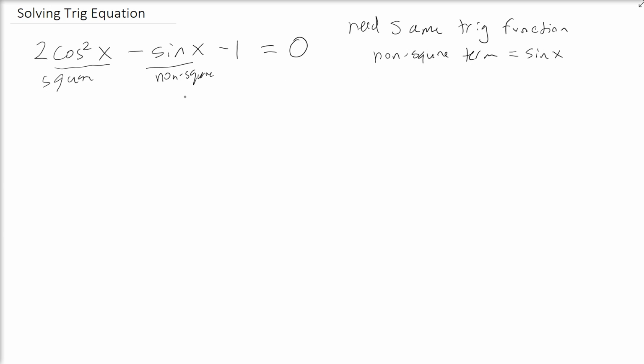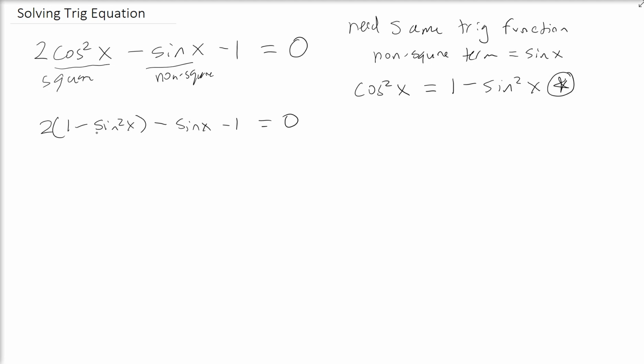So what we're going to do is convert the cosine squared of x into sine squared of x by this formula here. This is a very important trigonometric formula. Please do remember this formula because it will come up on your exam and you'll need to know it. Cosine squared of x equals 1 minus sine squared of x. I'm going to replace cosine squared of x with 1 minus sine squared of x, minus sine of x minus 1 equals 0. So that's just replacing cosine squared of x with this whole thing, 1 minus sine squared of x.